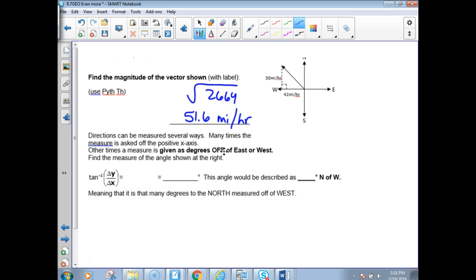Directions can be measured in several ways. Many times the measure is often asked off the positive x-axis. Other times it's given as degrees off of east or west. Find the measure of the angle shown at the right.